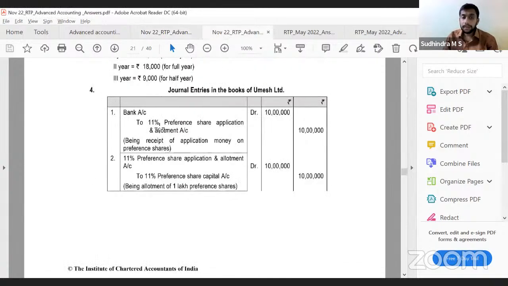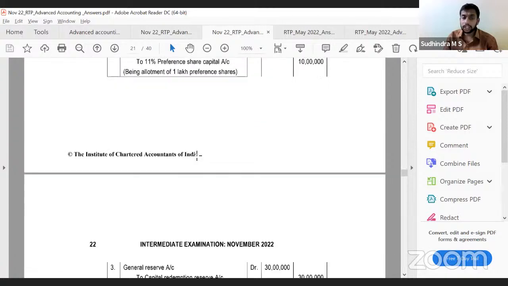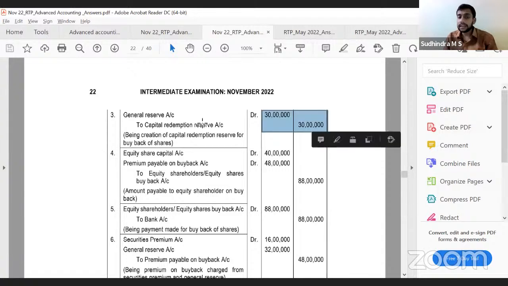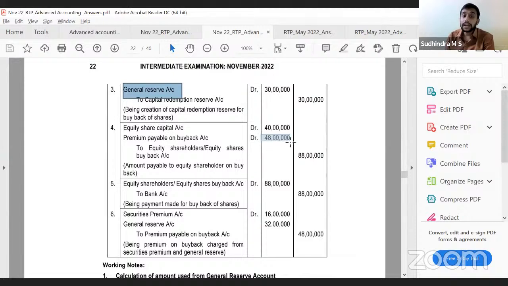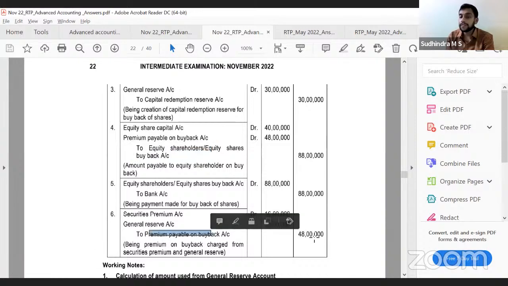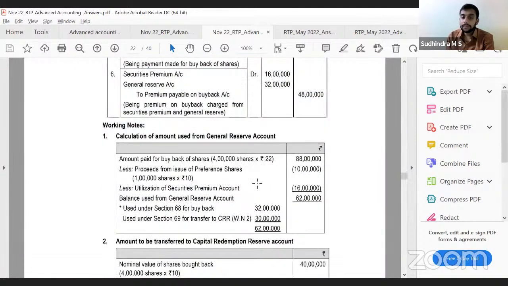Okay, these are the entries. Bank account to preference share application, to preference share capital. General reserve to CRR, 30 lakhs, entirely 30 lakhs you can create from general reserve itself. Because 48 lakh is the premium payable on buyback, out of 48 lakhs, 16 lakhs you can utilize from securities premium. Both are fine. Securities premium can be used to create CRR also, or to write off premium also. So either way you can solve this. Equity share buyback account 88 lakh to bank account, and securities premium, general reserve to premium payable on buyback 48 lakh. Simple.